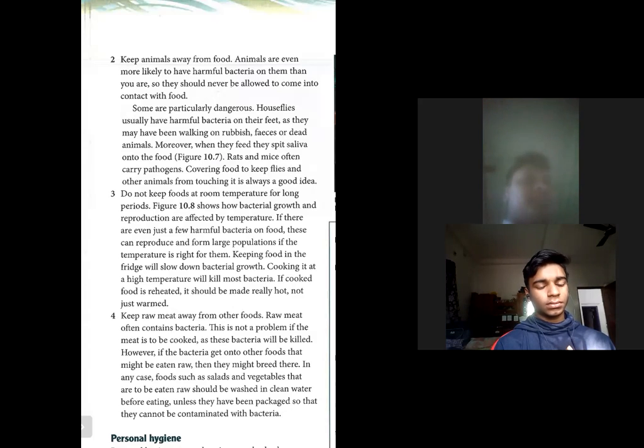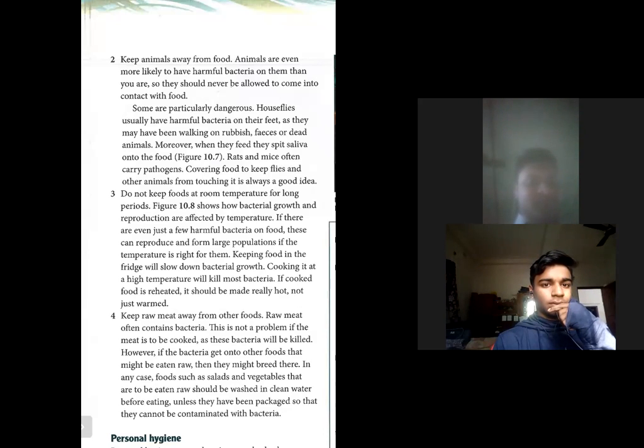If your food is not covered, if you keep it open on the table, then the same house fly that has walked on the rubbish, feces and dead animals will sit on your food. And what will happen? They will leave the bacteria. You can imagine, they will contaminate your food, and you cannot even understand what you are eating. You will just eat the food, and you will also have the symptoms of food poisoning.